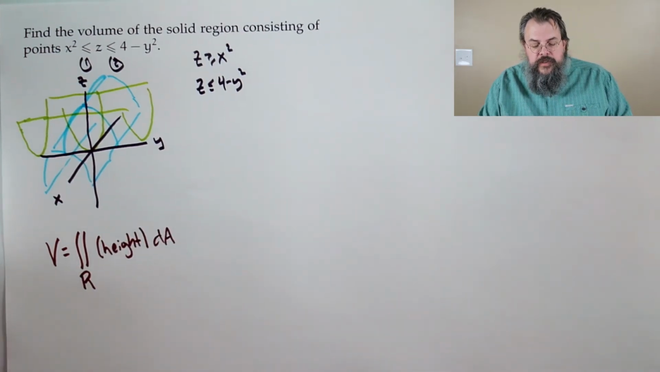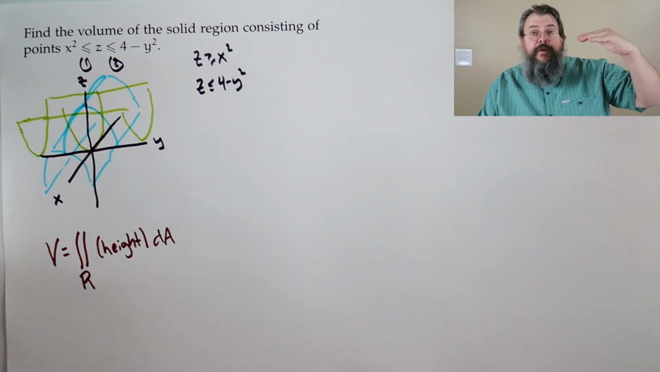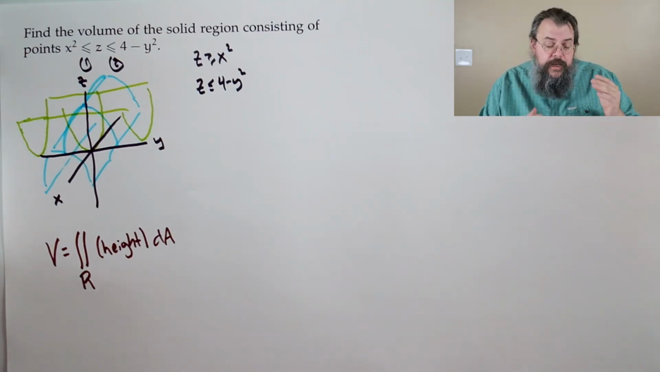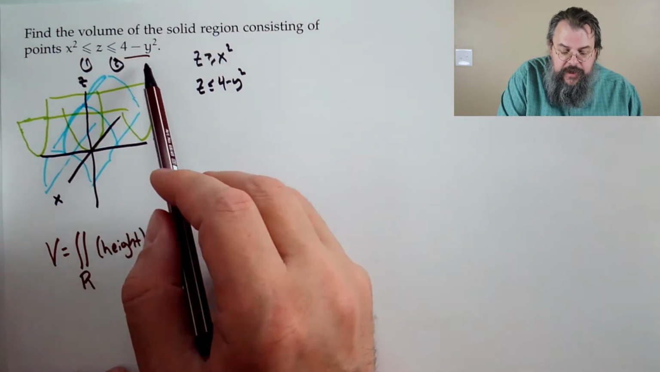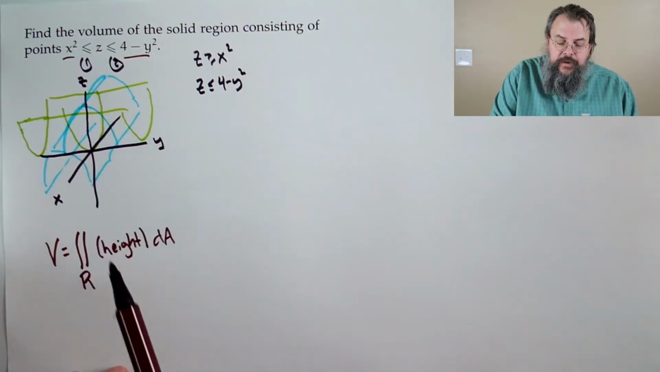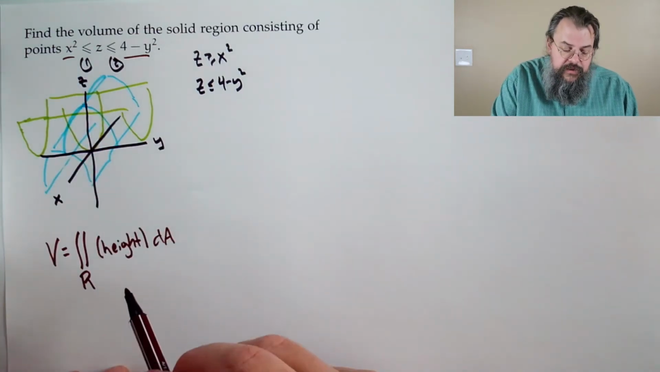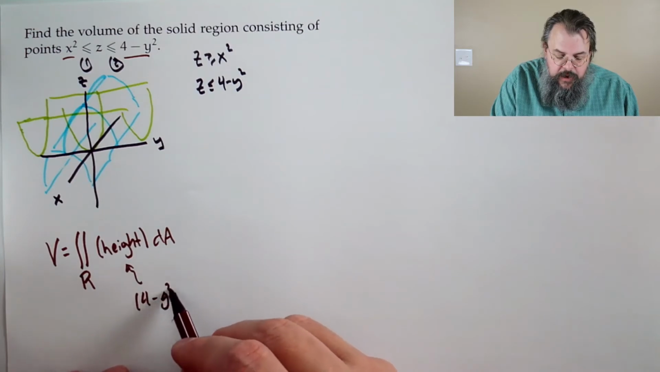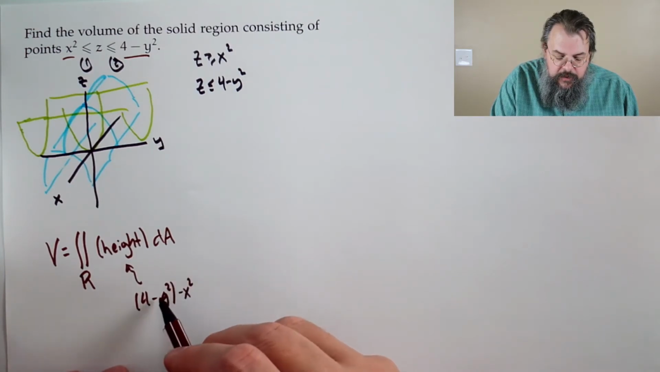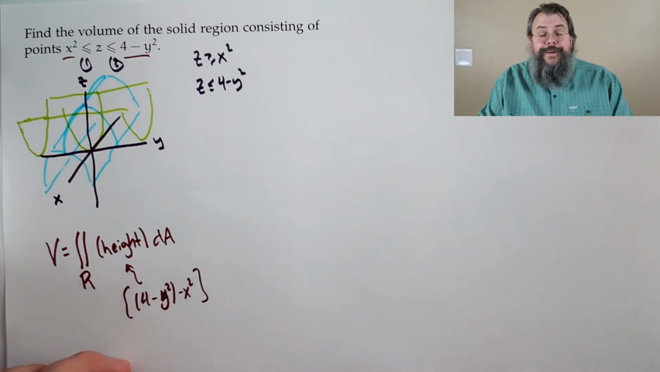So what's the height? The height is from the top to the bottom. That's not so bad. We even know which one is the top. The 4 minus y squared is above the x squared, because you can see the inequality. So the height is 4 minus y squared minus x squared. All right, great, good enough.